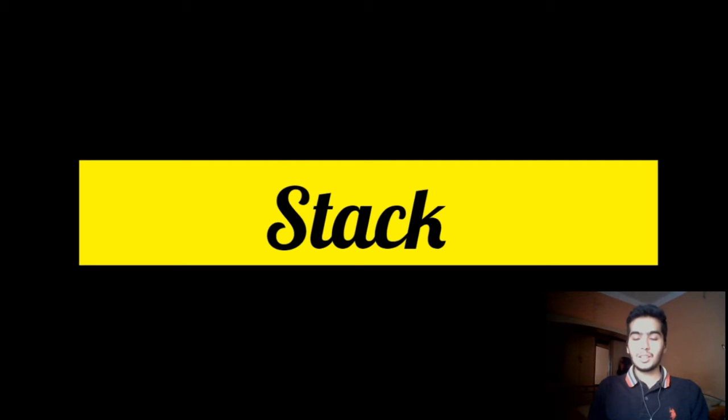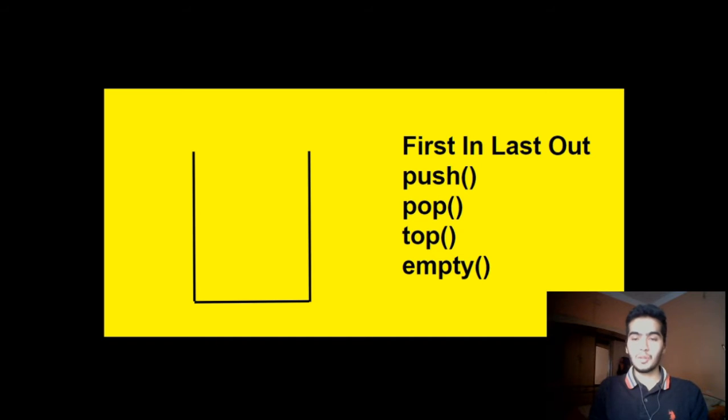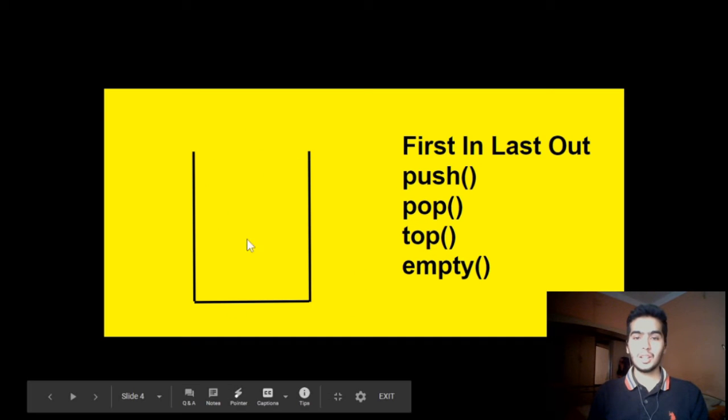So basically a stack has four functions or four operations which can be performed on it. First of all, a stack works on the principle of first in, last out. So any element you enter first will be the last one to come out of your stack. This is the basic structure of your stack, and it has four operations: push, pop, top, and empty.